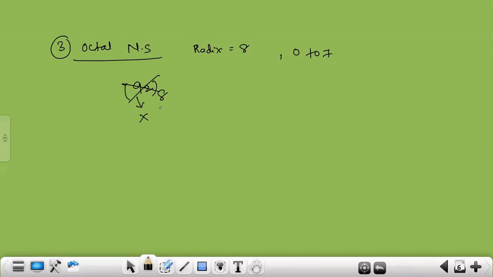We'll just take one example. Just write down: octal number system has radix equal to 8, and has elements ranging from 0 to 7. So it can have 0, 1, 2, 3, 4, 5, 6 and 7.